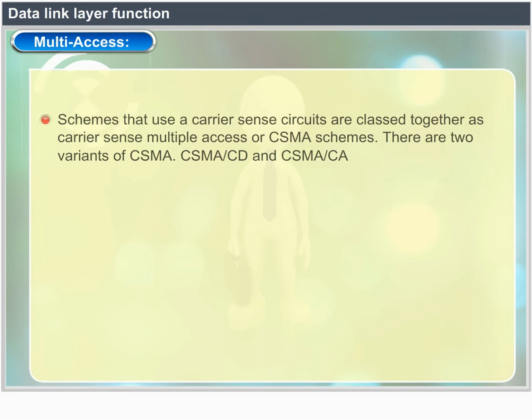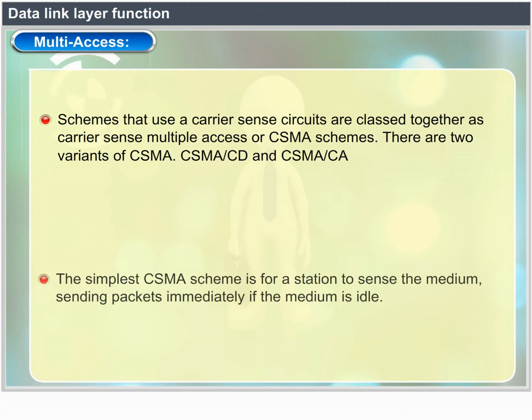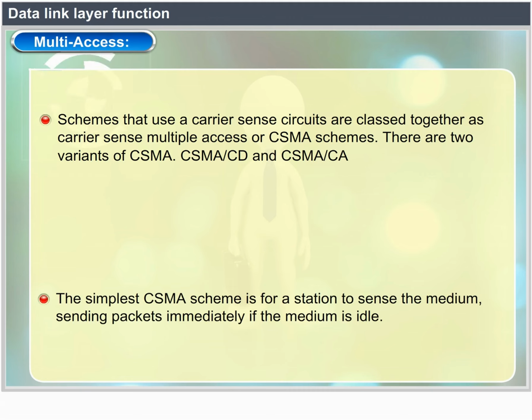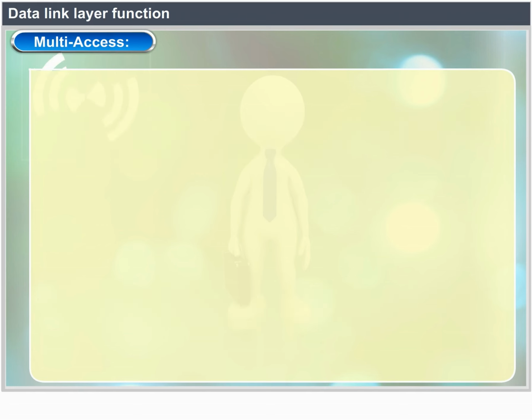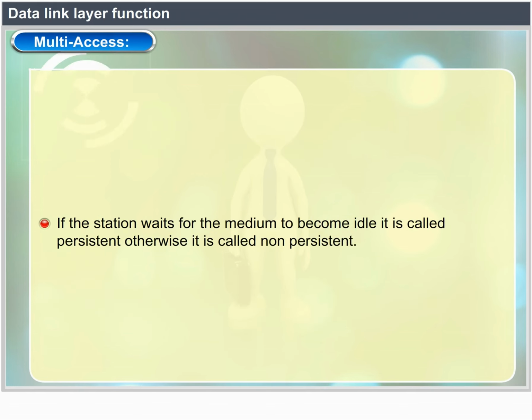Schemes that use carrier sense circuits are classed together as carrier sense multiple access, or CSMA, schemes. There are two variants of CSMA, CSMA/CD and CSMA/CA. The simplest CSMA scheme is for a station to sense the medium, sending packets immediately if the medium is idle. If the station waits for the medium to become idle, it is called persistent, otherwise it is called non-persistent.